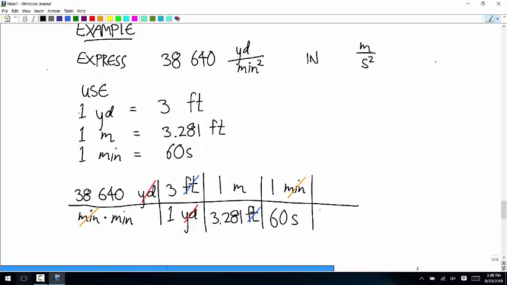So again, the one we want to cancel is in the denominator. So we want to put one in the numerator. Is that for me? Oh, okay.